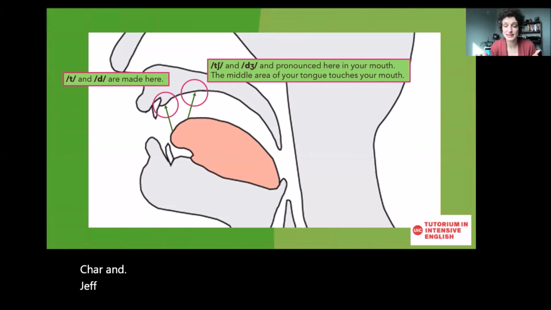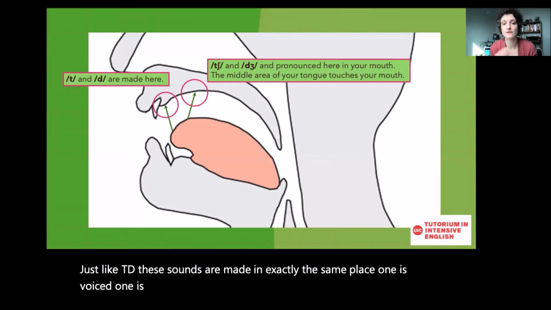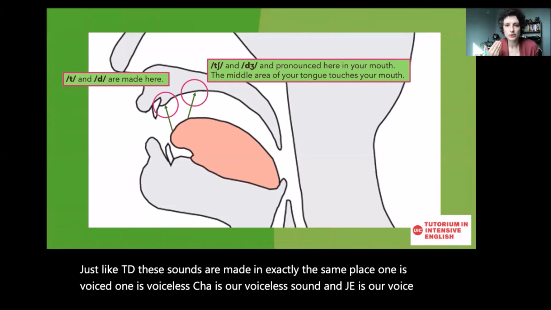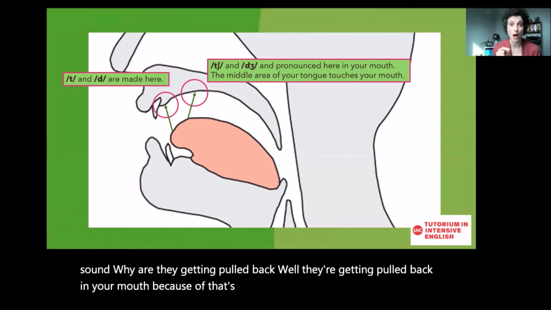Just like T and D, these sounds are made in exactly the same place. One is voiced, one is voiceless. Ch is our voiceless sound, and ja is our voiced sound. Why are they getting pulled back? Well, they're getting pulled back in your mouth because of that semi-vowel Y.